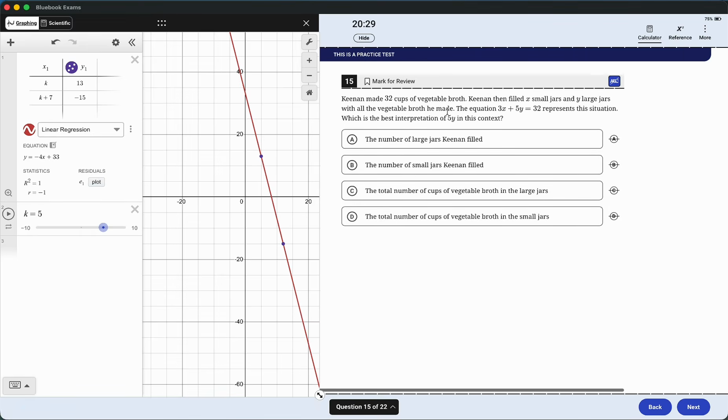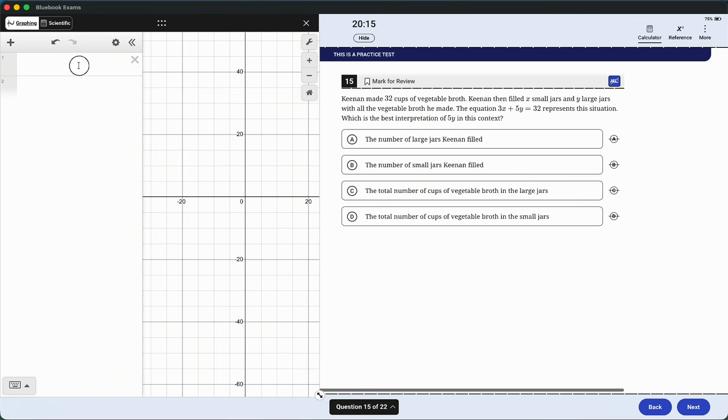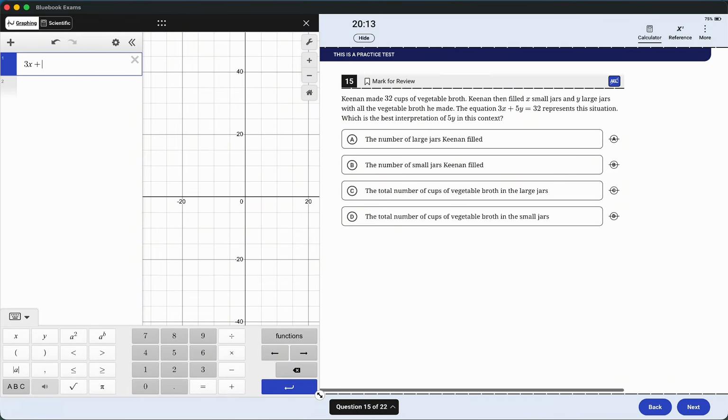All right, next one. Keenan made 32 cups of vegetable broth. Keenan then filled x small jars and y large jars of the broth he made. The equation 3x plus 5y equals 32. What's the best interpretation of 5y? We literally saw this question in Module 1. So honestly, a pretty easy test so far, because a lot of the concepts from Module 1 are just the same concepts in Module 2.